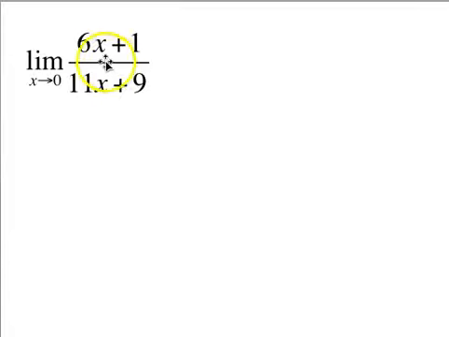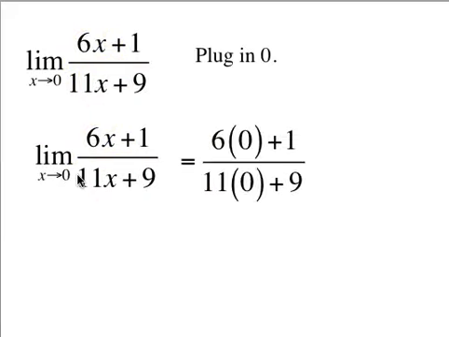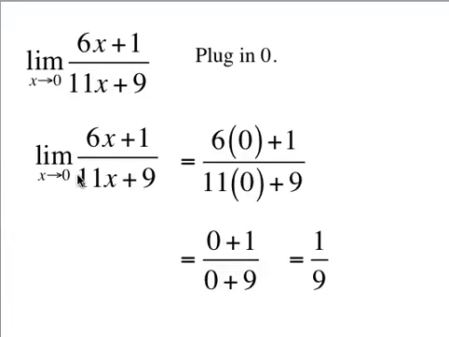So same situation here. Plug in 0, 6 times 0 plus 1 over 11 times 0 plus 9. And what do we get? We get 0 plus 1 over 0 plus 9. 1/9 is the result. So not fair to use L'Hopital here, because again, the derivative of the top is 6, the derivative of the bottom is 11. That is not the answer here. It is not fair to use L'Hopital on this problem because it is not 0 over 0 or infinity over infinity. And that will conclude this lesson.